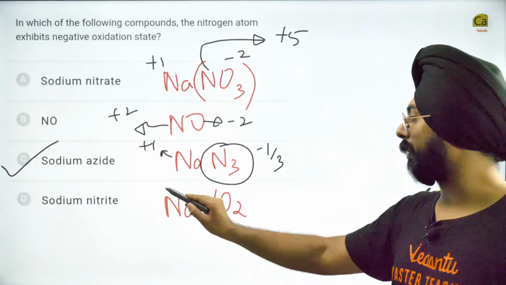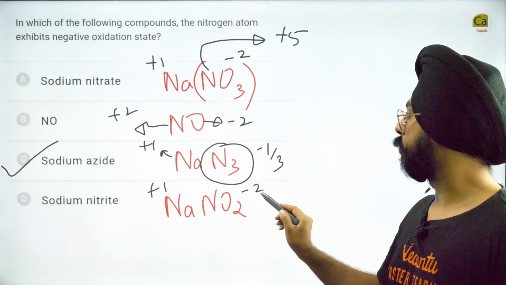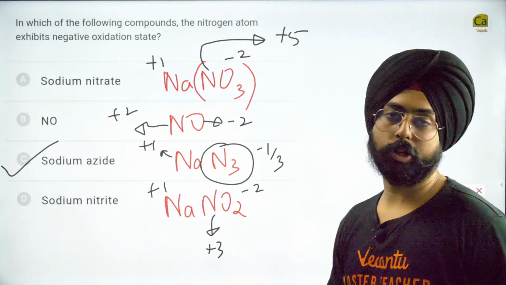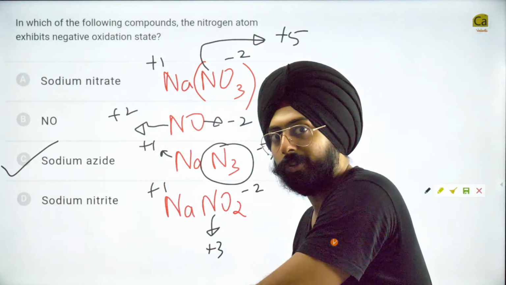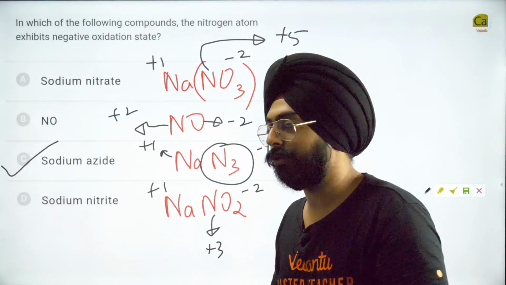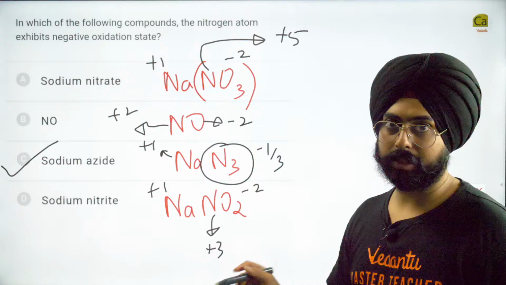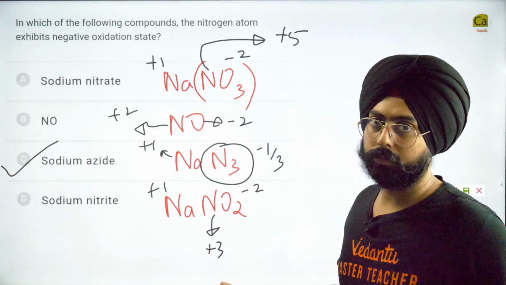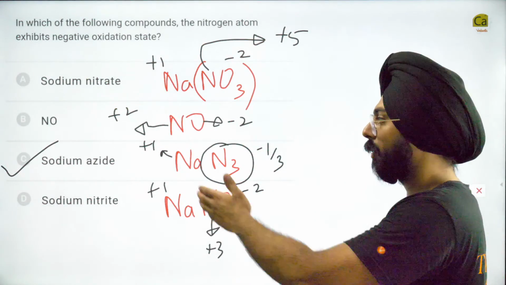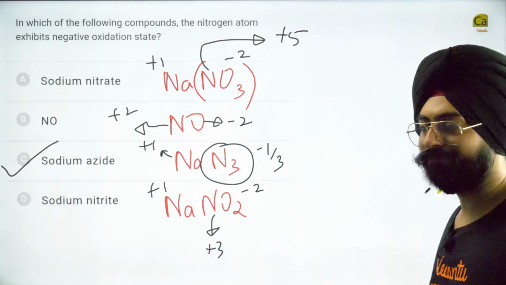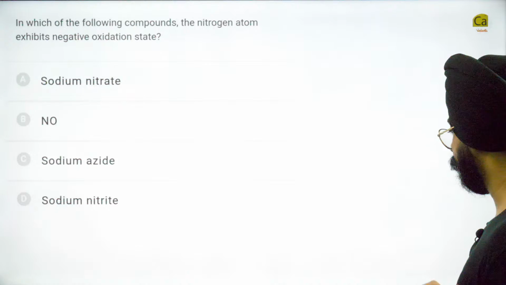Calculate this one too. This is +1, this is -2. So 4, 3. Nitrogen over here is in its +3 oxidation state. So the only structure over here which has nitrogen in its negative oxidation state is sodium azide, NaN3. This is something that you needed to remember. If you know the structure of sodium azide, great. If you don't know the formula, you won't be able to do the question.